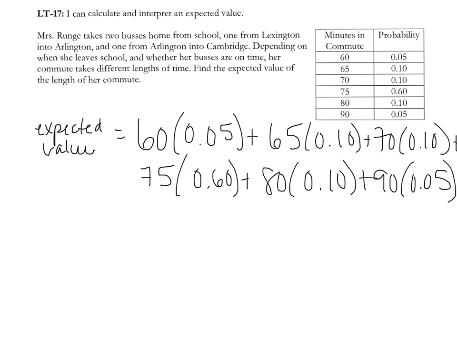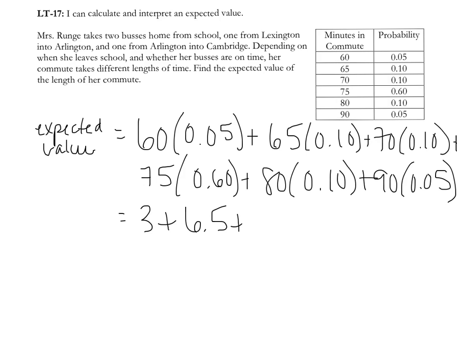So I'm taking each possible outcome, each possible number of minutes my commute could take, multiplying by the probability of getting that, and then I'm adding them all up. So once you do that, it's just a matter of using your calculator to do these calculations. So 60 times 0.05 is 3. 65 times 0.1 is 6.5.